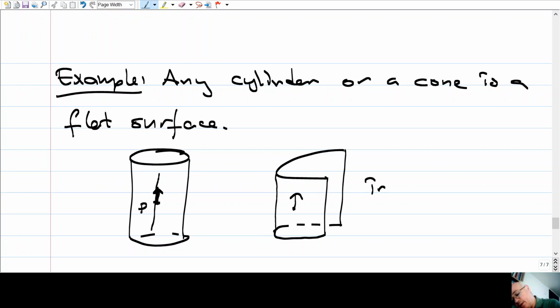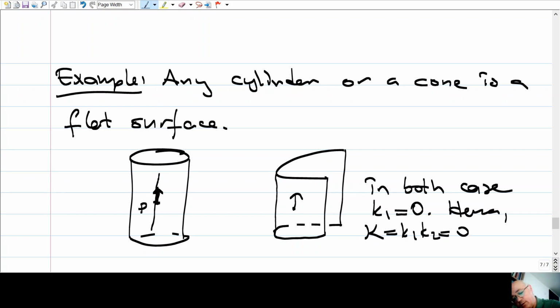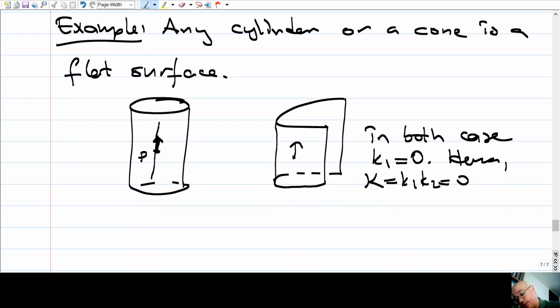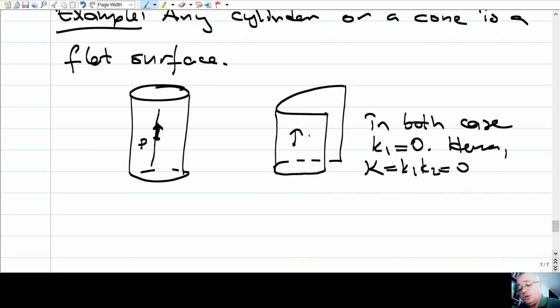So in both cases, let's say k1 is 0, hence the Gaussian curvature, which is k1 times k2, is 0. The other curvature will be negative or positive depending on how you choose your orientation. And actually, why these are called flat is simple.